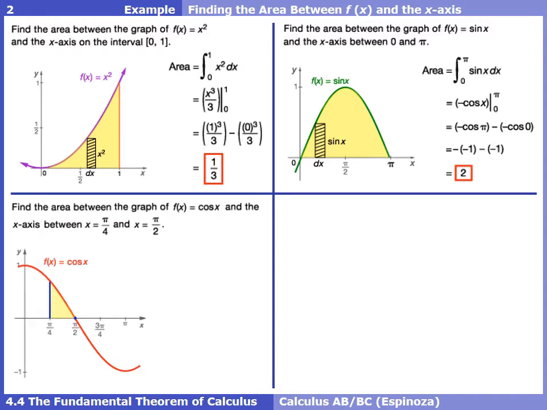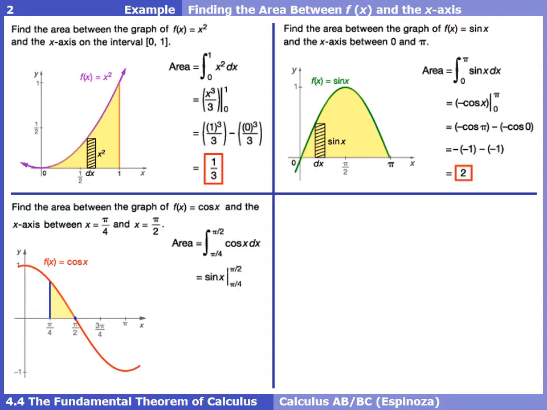In another trig example here, we're now being asked to find the area underneath the cosine curve and above the x-axis, from pi over 4 to pi over 2. So the first thing we have to do is set up an integral that represents that area. We're trying to find the area under the cosine function with respect to x, so we're going to integrate cosine x dx. And we want to find that area from pi over 4 to pi over 2.